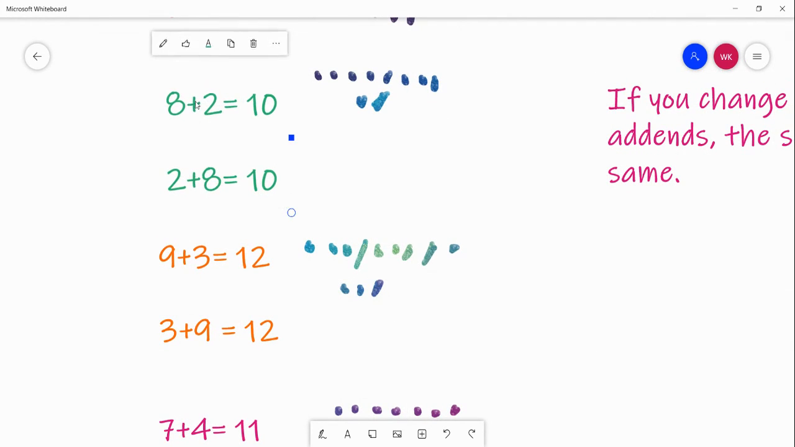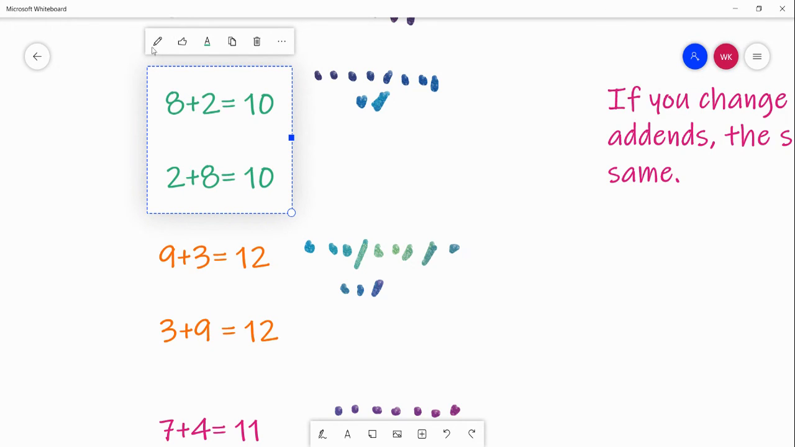So remember, these are the add-ins in the equation right here. This is one add-in. This is 2 add-ins. Remember, this is called a plus sign. When we add, this is called addition. This is an equal sign. And the 10 is the sum of the equation.